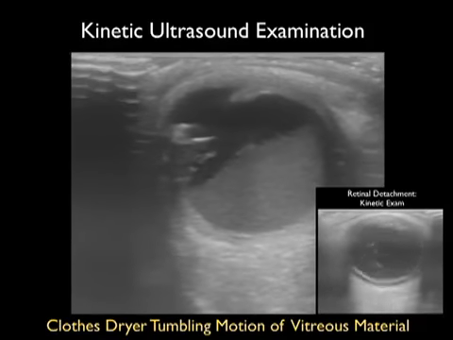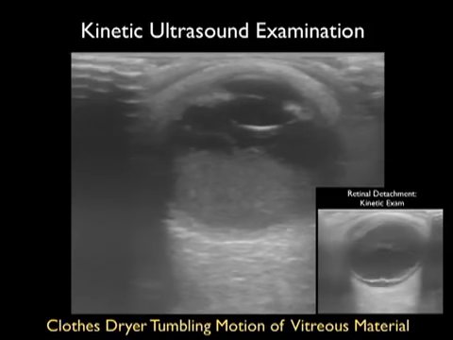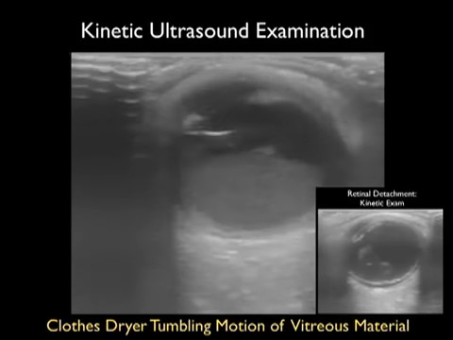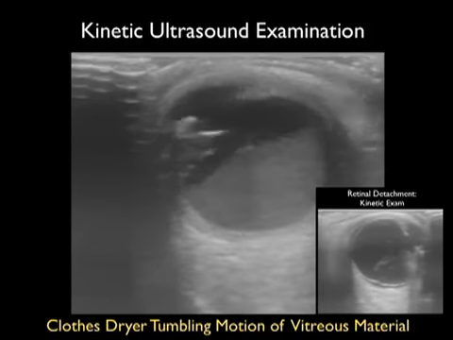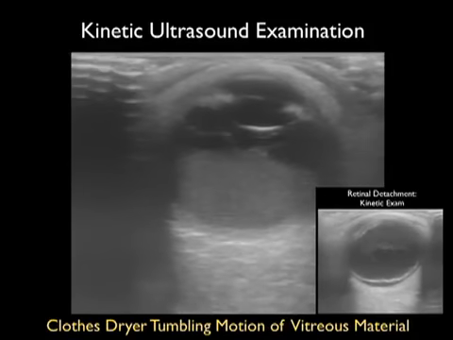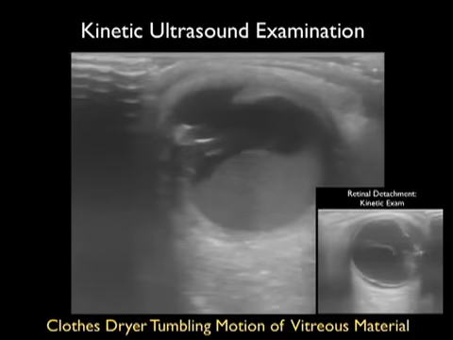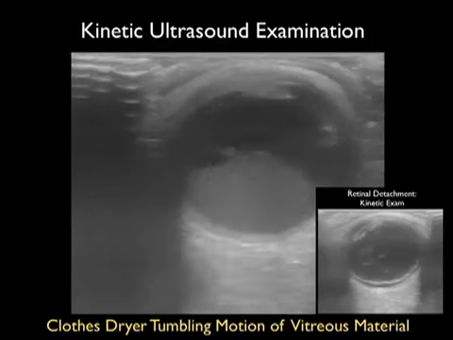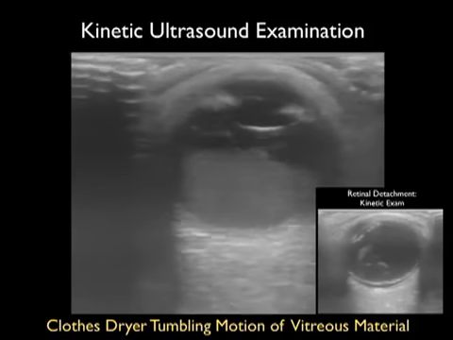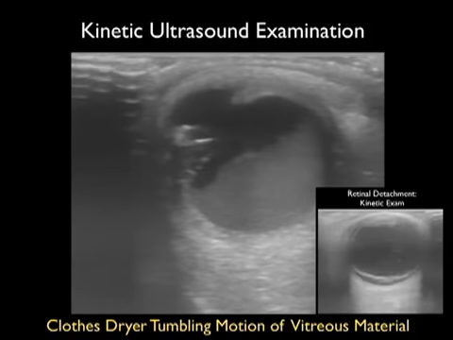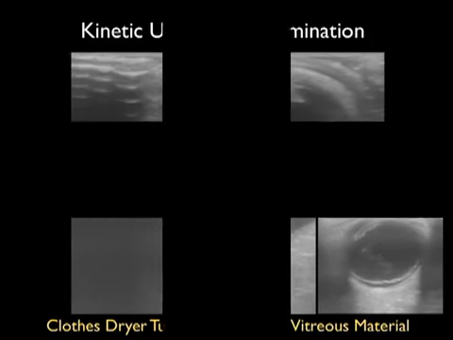Just to reinforce the difference on bedside ultrasound from a retinal detachment, in the small box I've put there the video clip of the retinal detachment. Notice there the tethered membrane appearance as the patient looks from side to side. Very different than the closed dryer tumbling motion of the vitreous material as we see in the large clip in the middle of the image here.